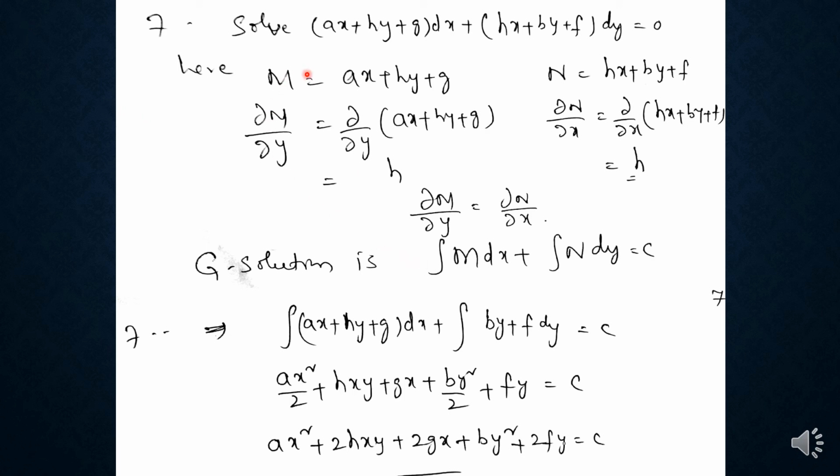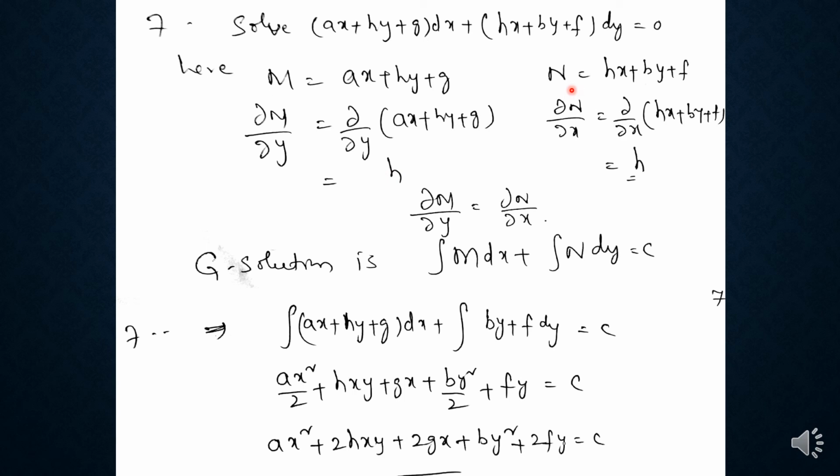So here M = ax + hy + g and N = hx + by + f. Now ∂M/∂y, differentiating with respect to y and treating x as constant: ∂/∂y of ax is 0, and ∂/∂y of hy is h, plus ∂/∂y of g, a constant, is 0. So we got ∂M/∂y = h.